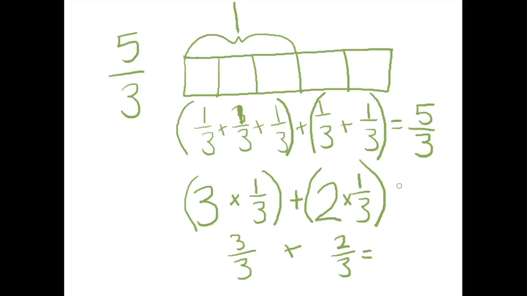So to write this as a fraction, I can just add my numerators, 3 plus 2, that equals 5/3. But we also know that this fraction, 3/3, is 1 whole. So I can write this as a mixed number, 1 and 2/3. So what I've done is I've taken the fraction 5/3 and I've decomposed it from an improper fraction, where the numerator is larger than the denominator, to a mixed number where I have 1 whole and then I have the fractional part that is left over.